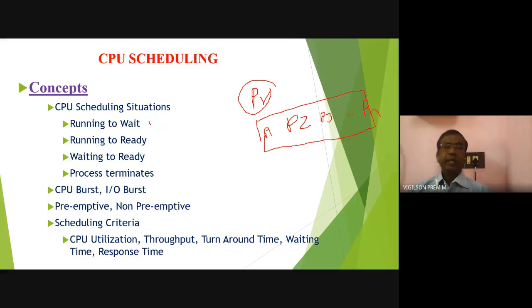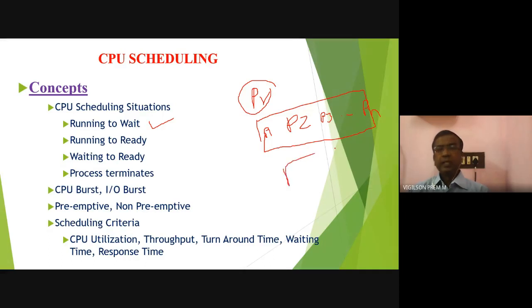First one, running to wait state. Already we know about the states. Process states, I think. What are the states you remember? New state, ready to run state, wait state, running state, and exit state. Five states are there. So when a process is moving from running to wait state, it requires scheduling.